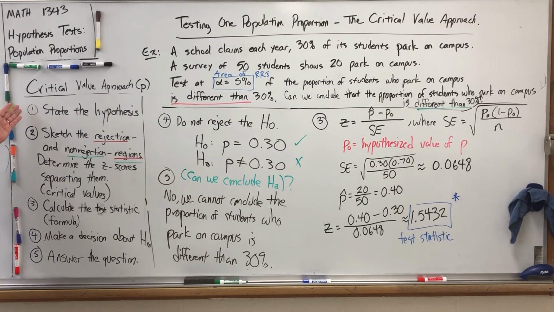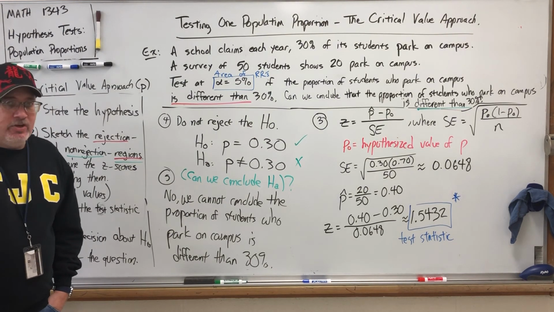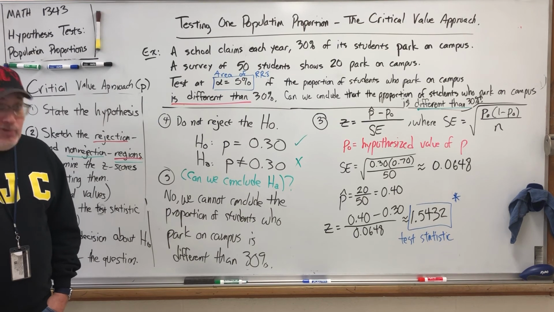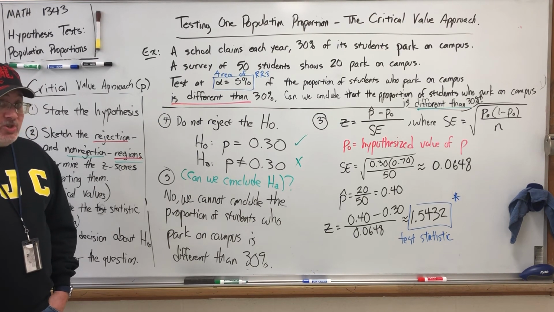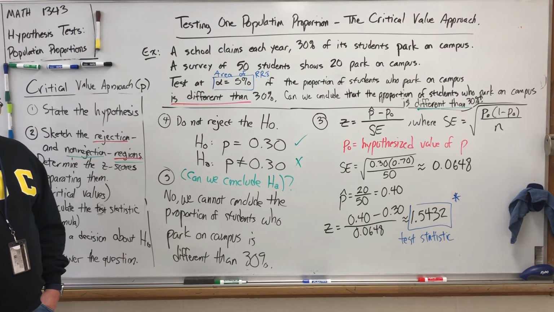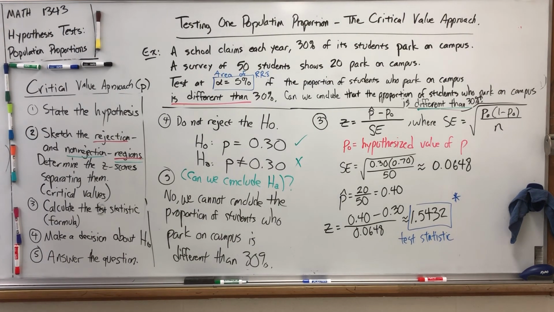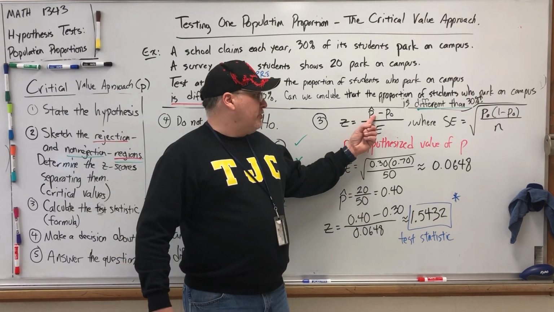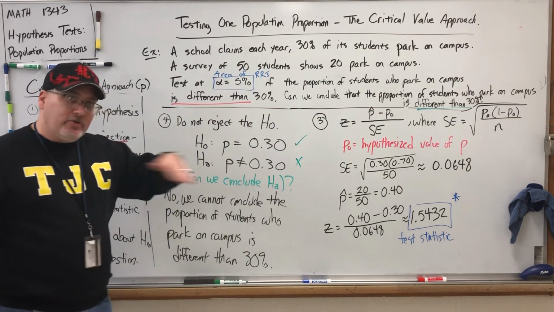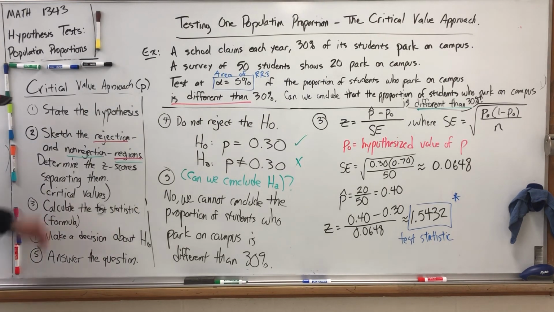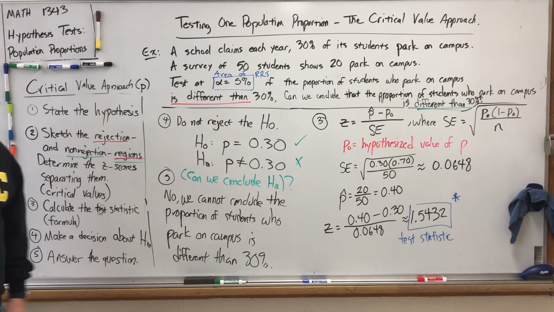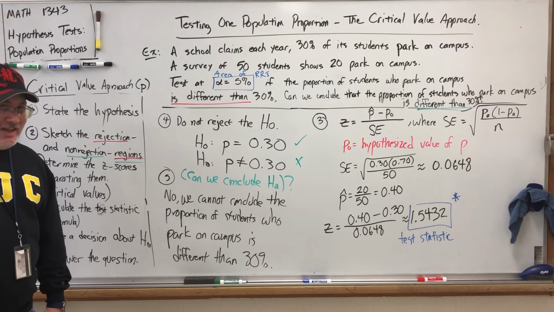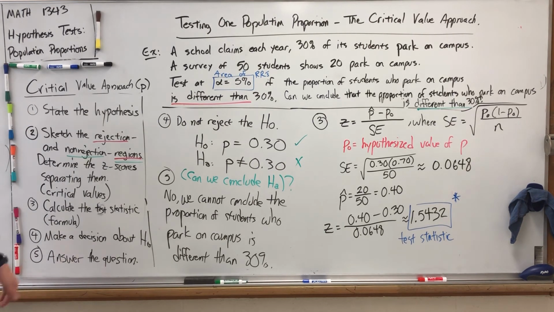State the hypotheses. What are you claiming? What are we counterclaiming? Sketch the regions. Based on our alternative, is it left tail, right tail, two tail? Based on that plus the significance level, what z-scores separate the rejection region from the non-rejection region? Calculate the test statistic. Translation. Use formulas to convert what our sample told us into a z-value that we can compare to the critical values. Make a decision about the null, which is always reject or do not reject based on where your test statistic lands relative to the critical values. And then finally answer the question.